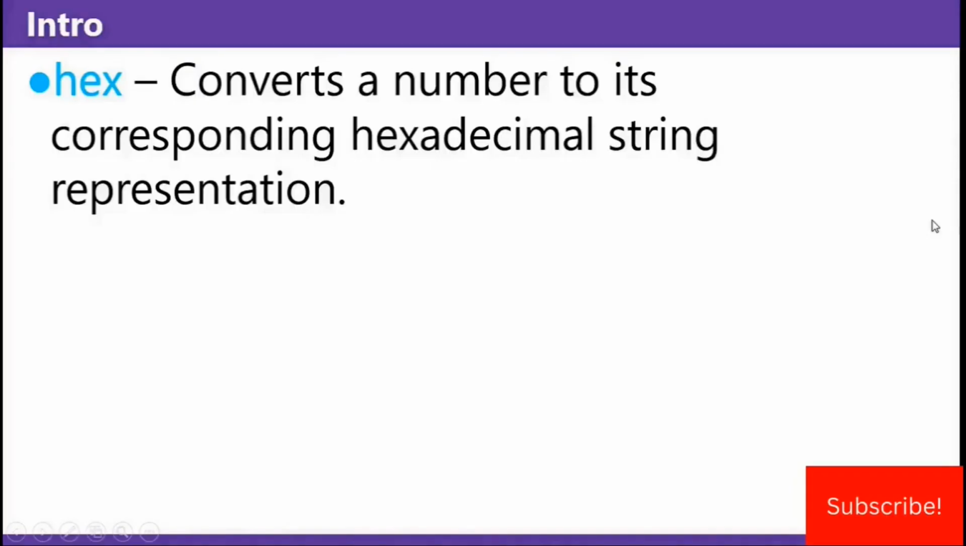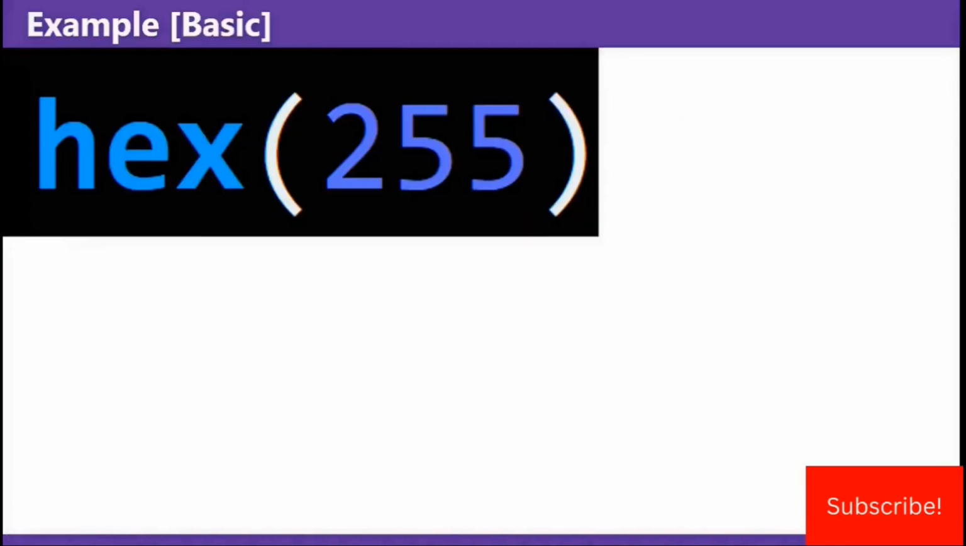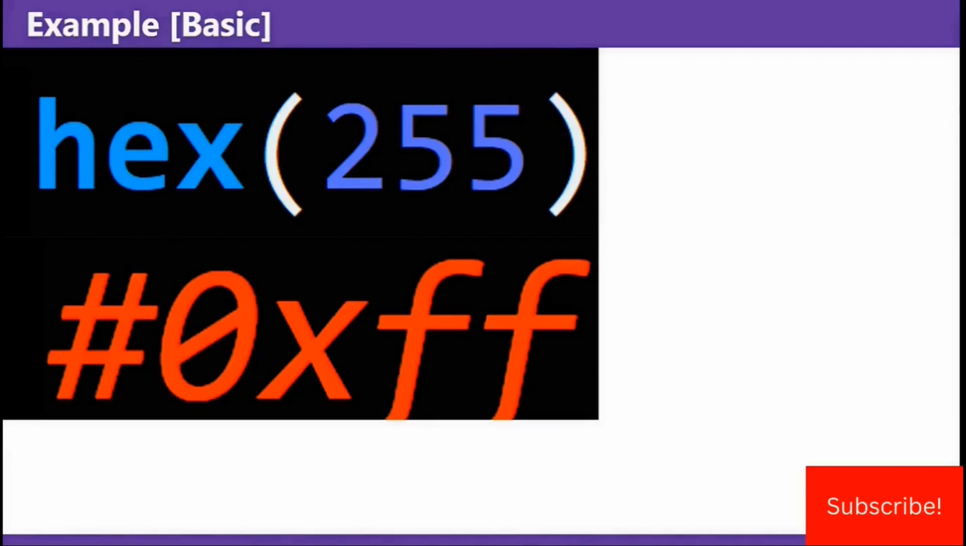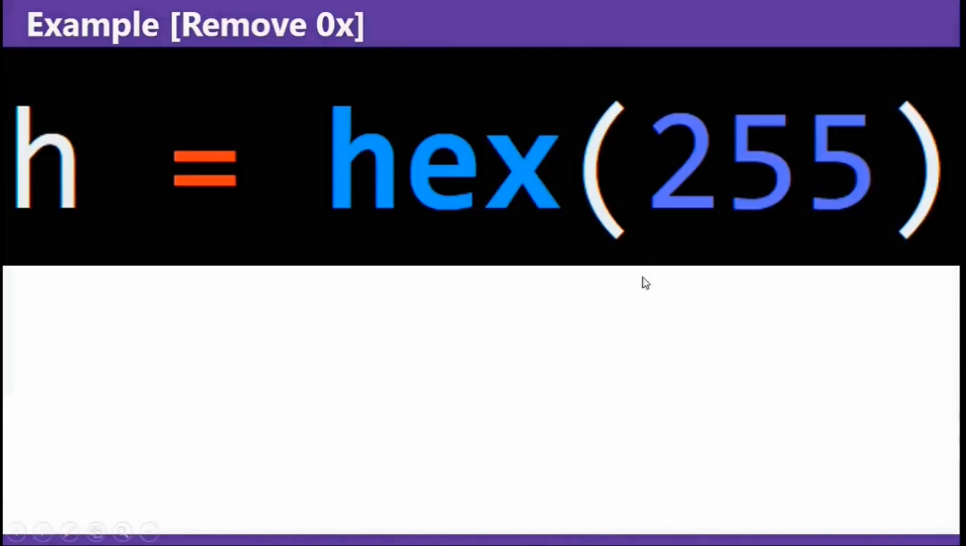In Python, the hex function converts a number to its corresponding hexadecimal string representation. If you pass 255 into hex, you get back the string 0xFF. Quiz time! If you want to remove the 0x from what hex returns, what's the best way to do it in a single line? Pause the video and write your answer in the comments.